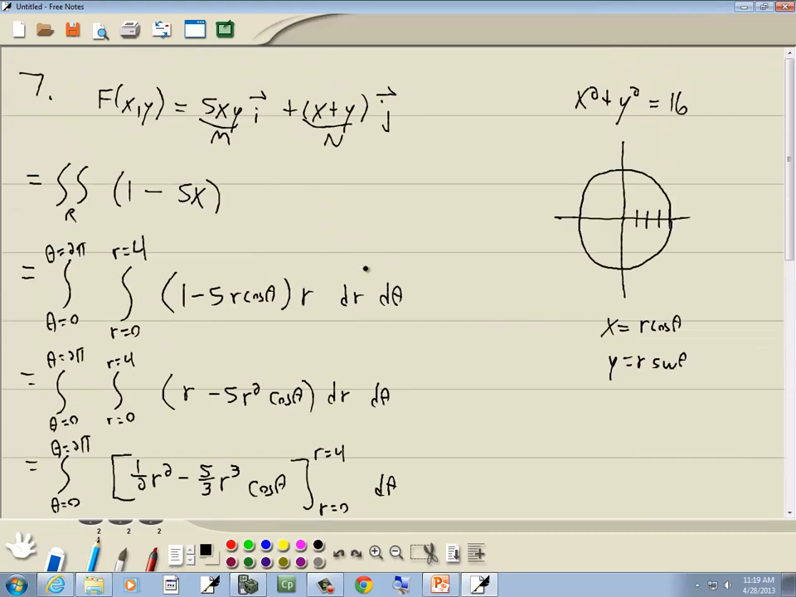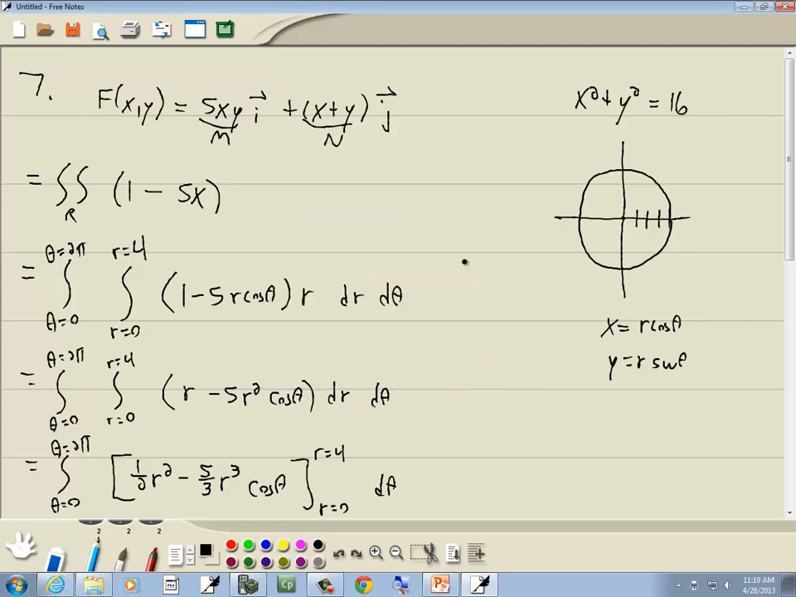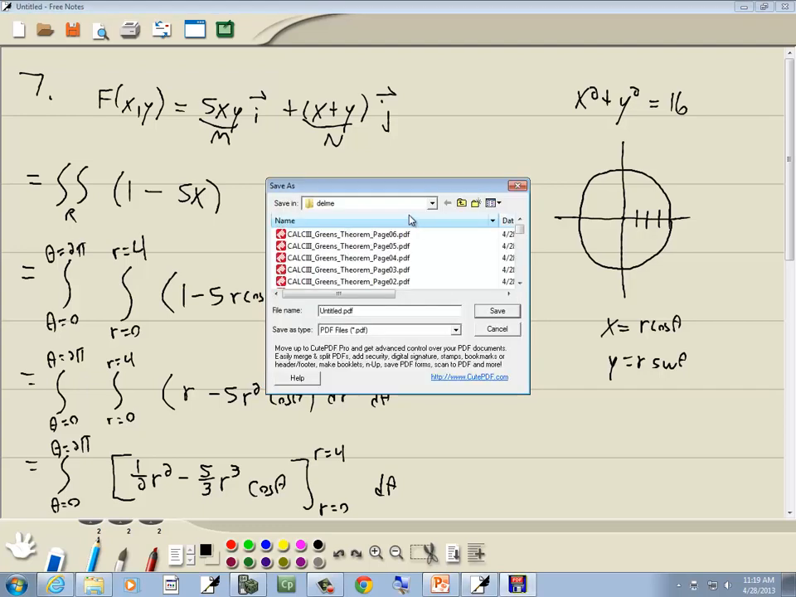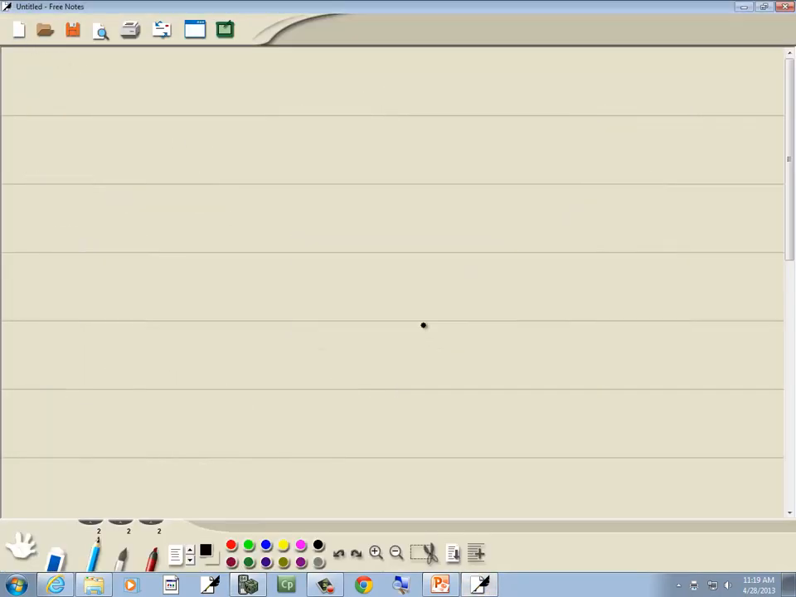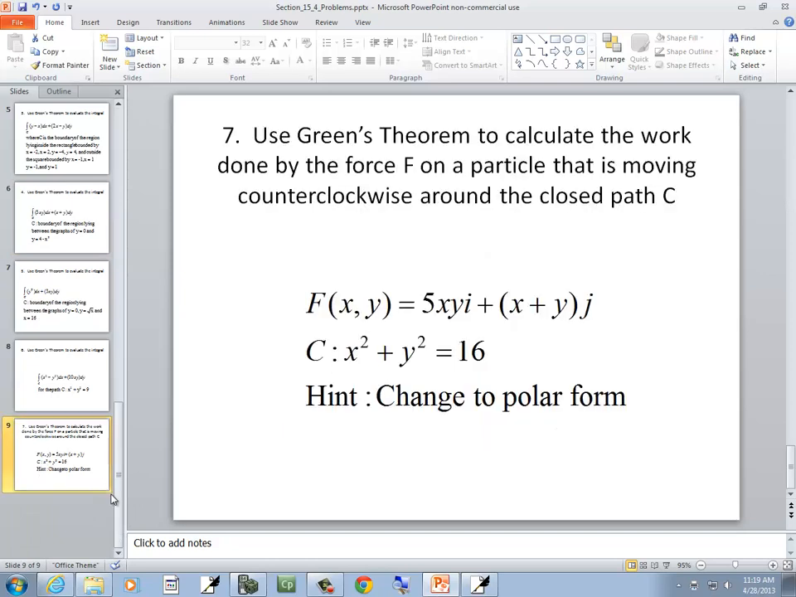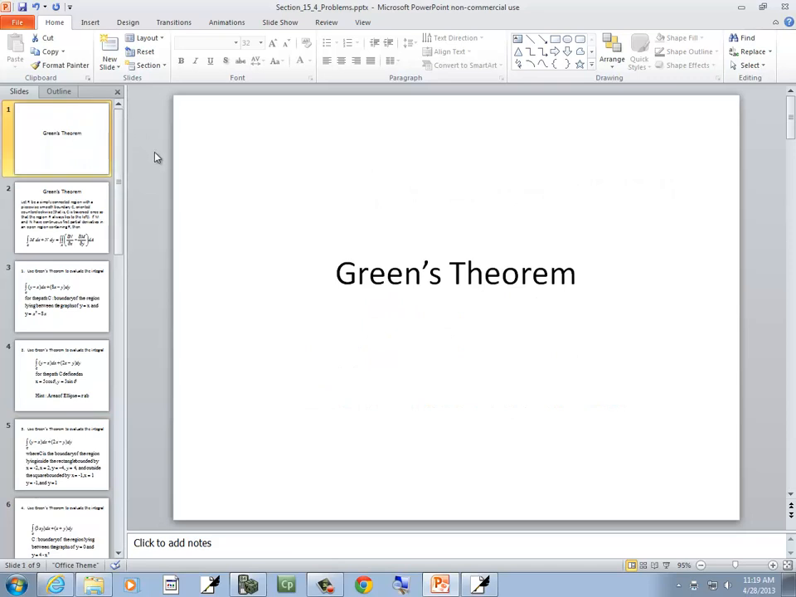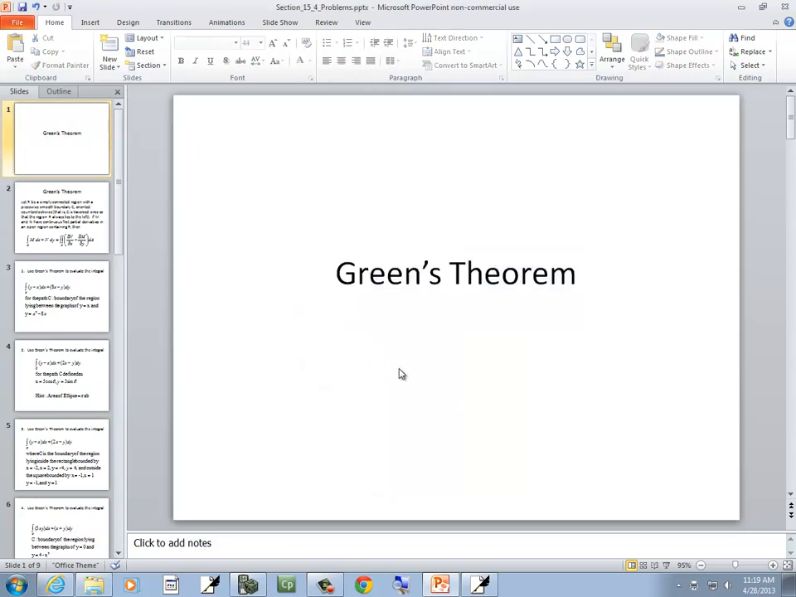So let me go ahead and save that. I believe that was our last problem. Let me see. Yeah, it was. So you can use it to calculate work. So Green's theorem.